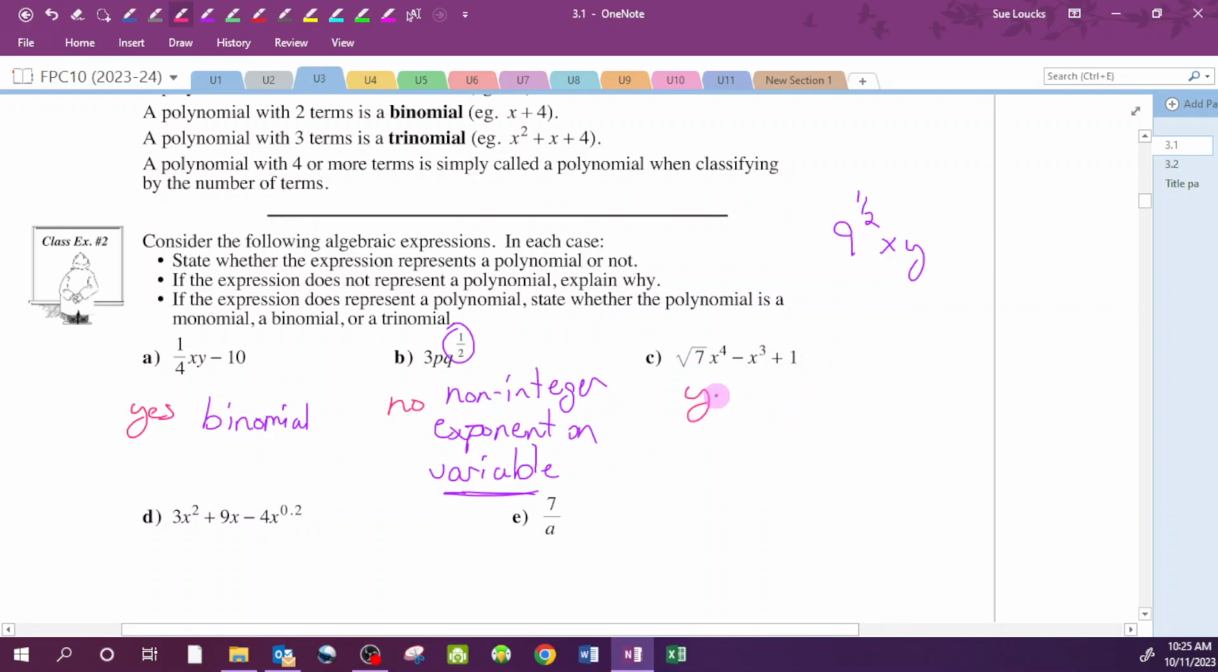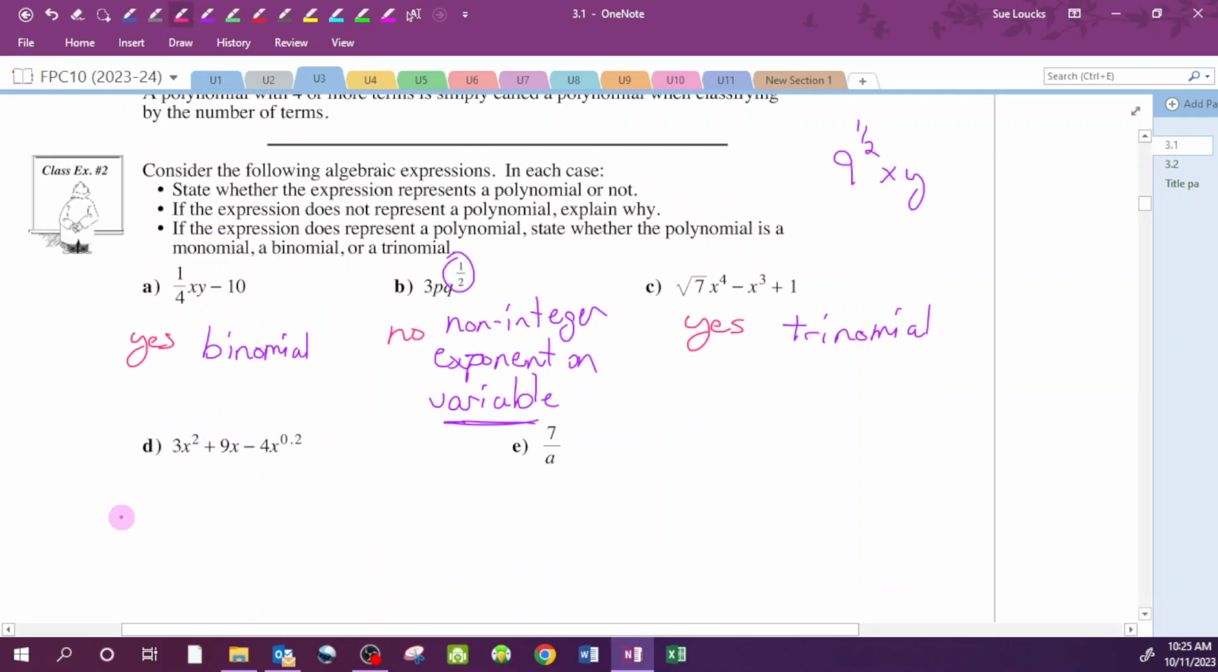C, yes, this is a polynomial because there's nothing that makes it not, and it is a trinomial because it has 3 terms. D, this is not, because we have a non-integer or non-positive integer exponent on the variable, and this one is a no because we have the exponent in the denominator.